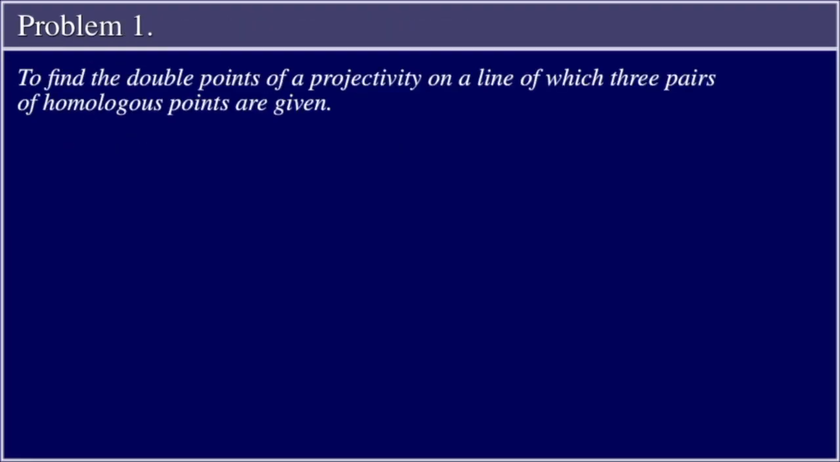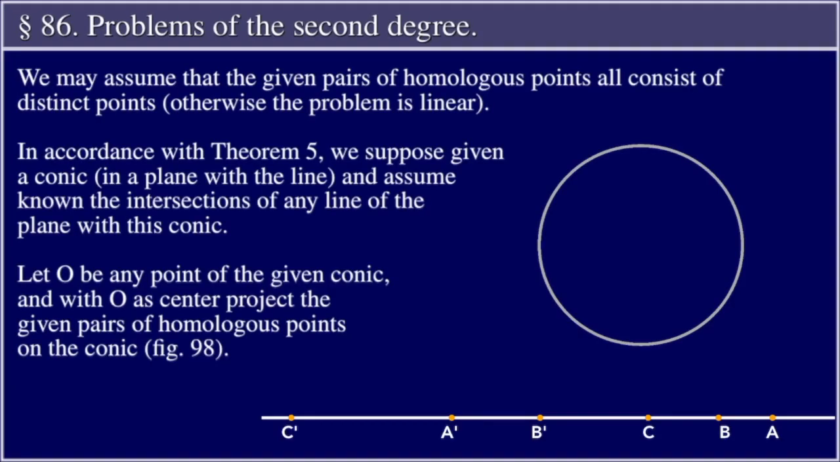Problem 1. To find the double points of a projectivity on a line of which three pairs of homologous points are given. We may assume that the given pairs of homologous points all consist of distinct points, otherwise the problem is linear. In accordance with Theorem 5, we suppose given a conic in a plane with the line, and assume known the intersections of any line in the plane of this conic.